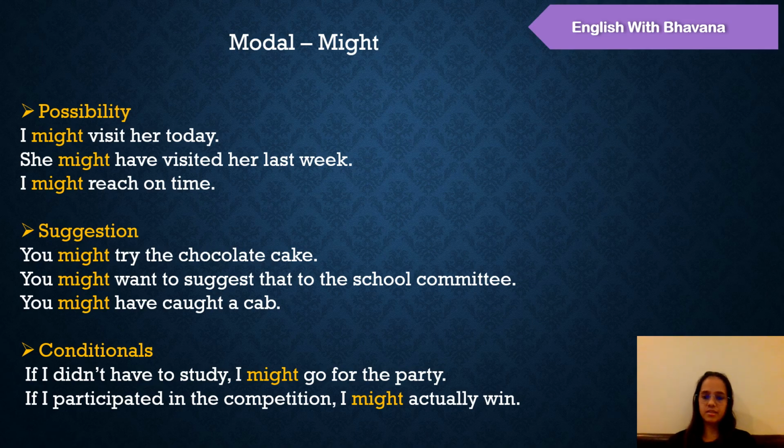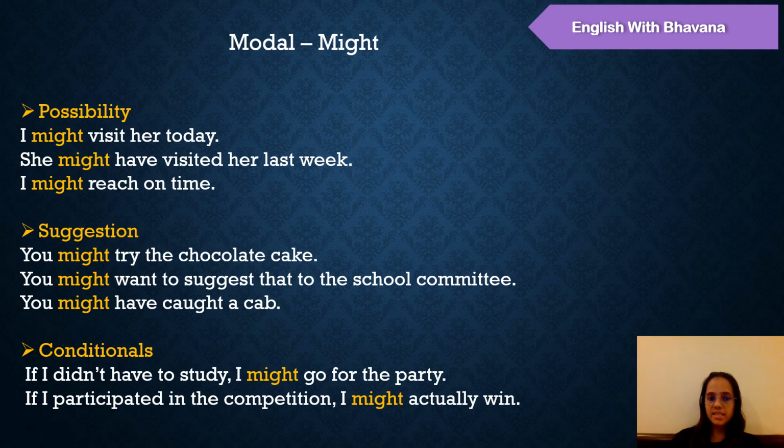She might have visited her last week. It means there is again a slightest possibility, you're talking to someone about a third person, she might have visited. Possibility है थोड़ी सी. I might reach on time. So there is a slightest possibility, like there is too much traffic, but still you have a little bit of possibility that you might reach on time. Suggestion: you are suggesting to someone, and there is a slightest possibility that person will accept. Again, you might try the chocolate cake. You might want to suggest that to the school committee.